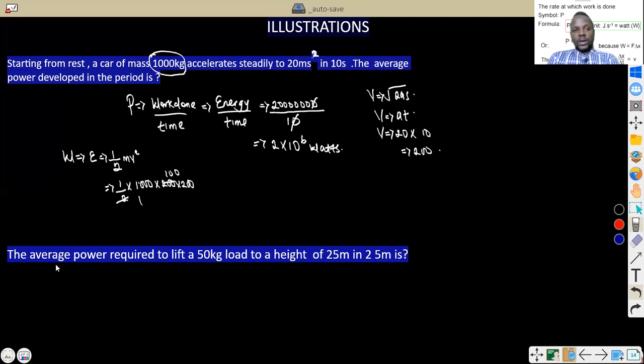The next one is also asking us that the average power required to lift a 50 kg load to a height of 25 meters in 2.5, this is not correct. I don't understand what is here. Is it 2.5 seconds? Because there must be a time. This cannot be meters, so one should be seconds. So there's an error here.